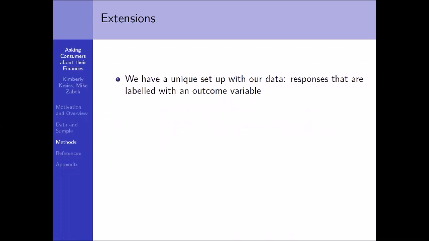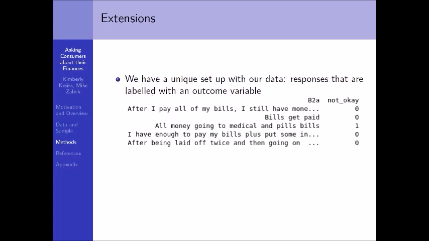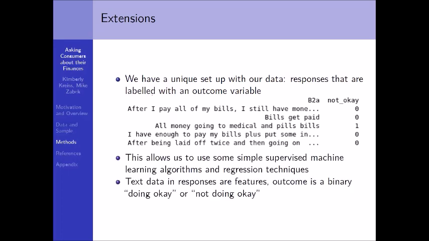So we have a pretty unique setup with our data. We have responses that are labeled with an outcome variable. We get these responses, and then we create a category for whether or not they said that they were in the bottom categories, so not doing okay, or in the top 2 categories. You get a 1 if you are not doing okay, so doing poorly. This setup allows us to use some simple supervised machine learning algorithms and regression techniques to extract some information from this. So in our analysis, we use text data in the responses as features, and the outcome was a binary: doing okay or not doing okay.